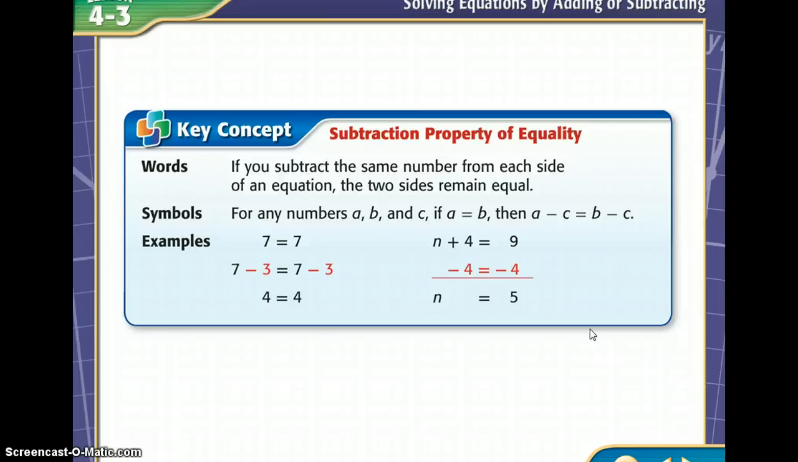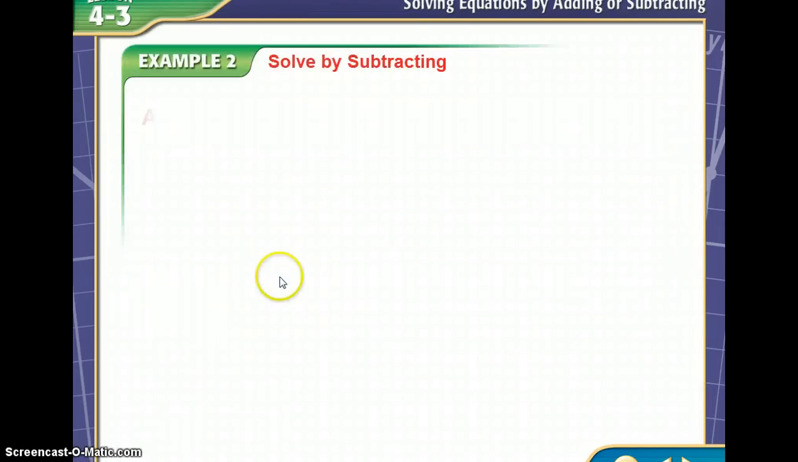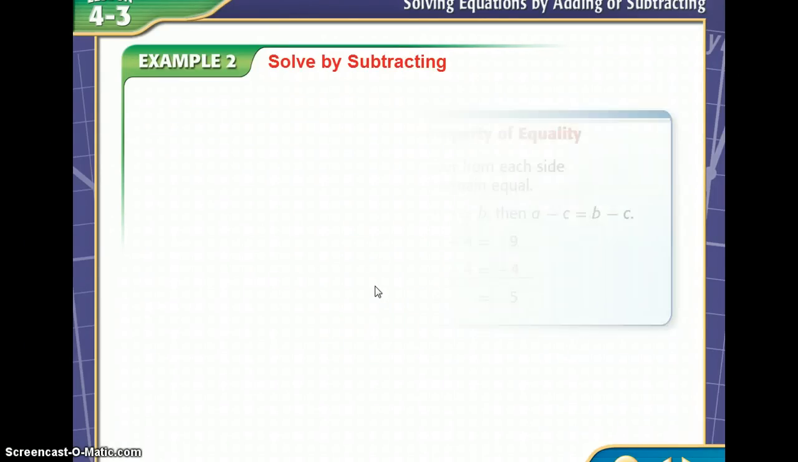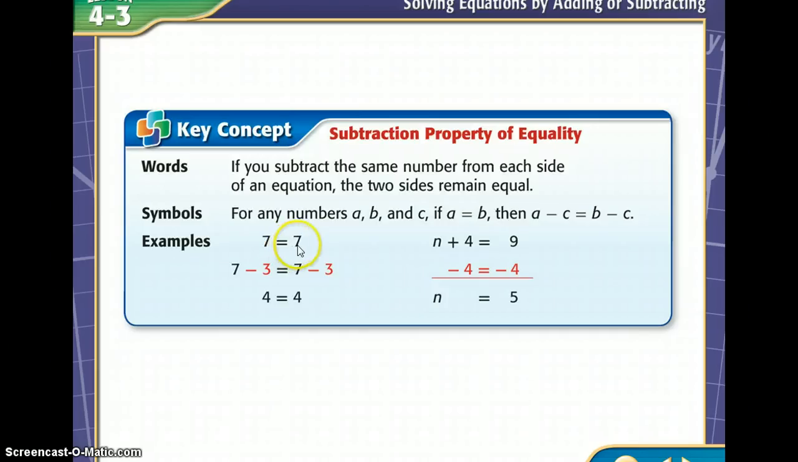Okay, now we're going to do the same thing, except we're going to be utilizing the subtraction property of equality. Concept is the same. You start with two things that are equal to each other. You subtract the same thing from both sides of the equal sign, and then you should still have something that is equal to each other.